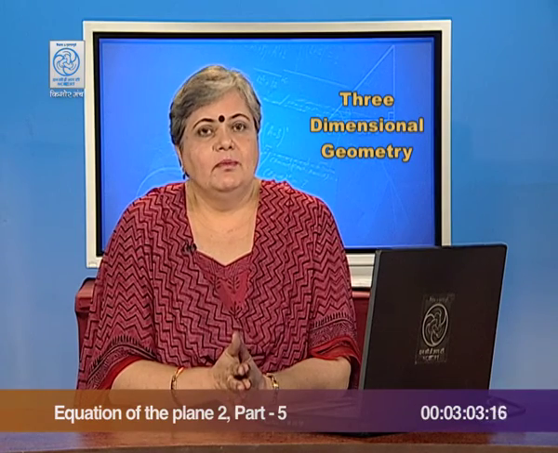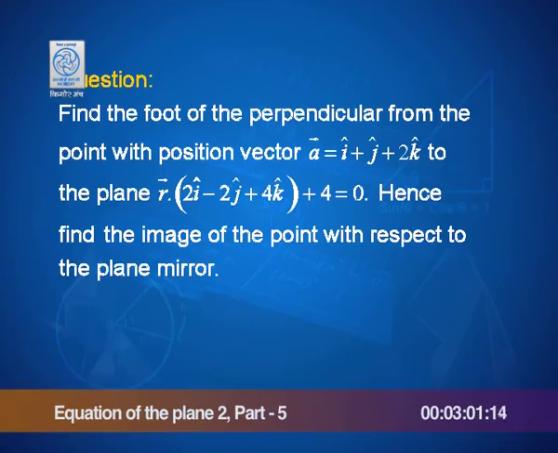Now, here is a problem for you. Find the foot of perpendicular from the point with position vector A given as i cap plus j cap plus 2 k cap to the plane with the equation r dot (2i minus 2j plus 4k) plus 4 equals 0. Hence, find the image of the point with respect to the plane mirror.